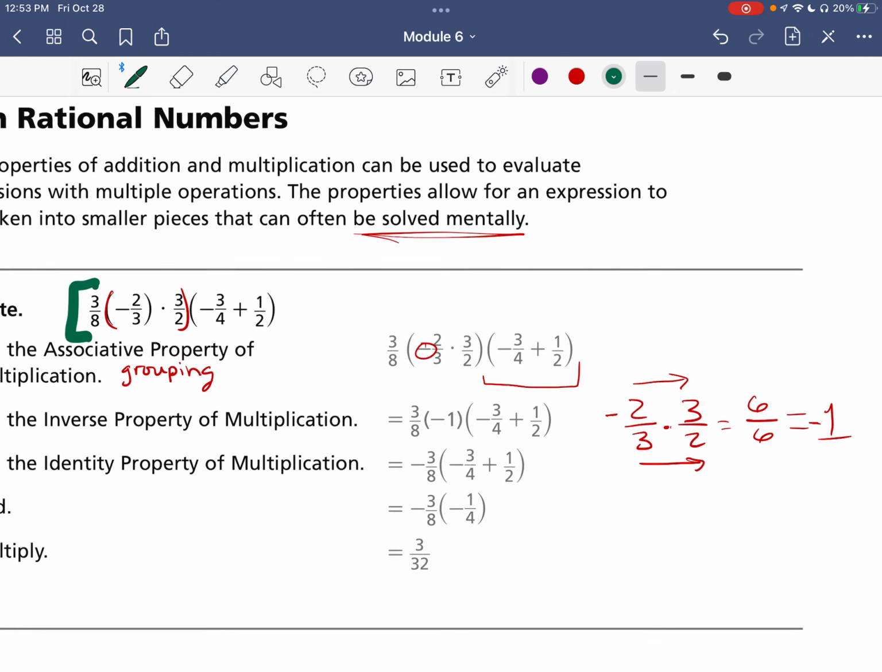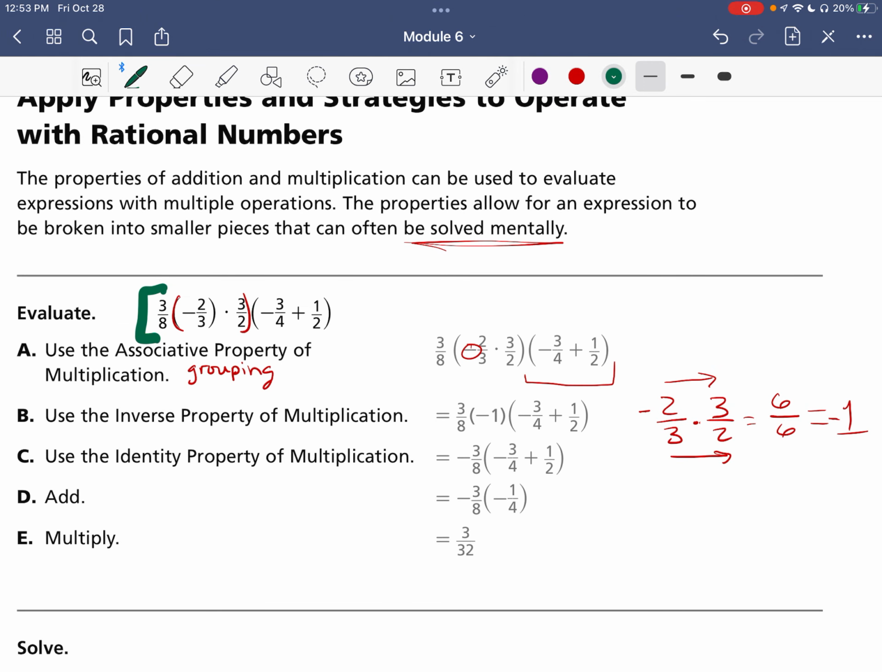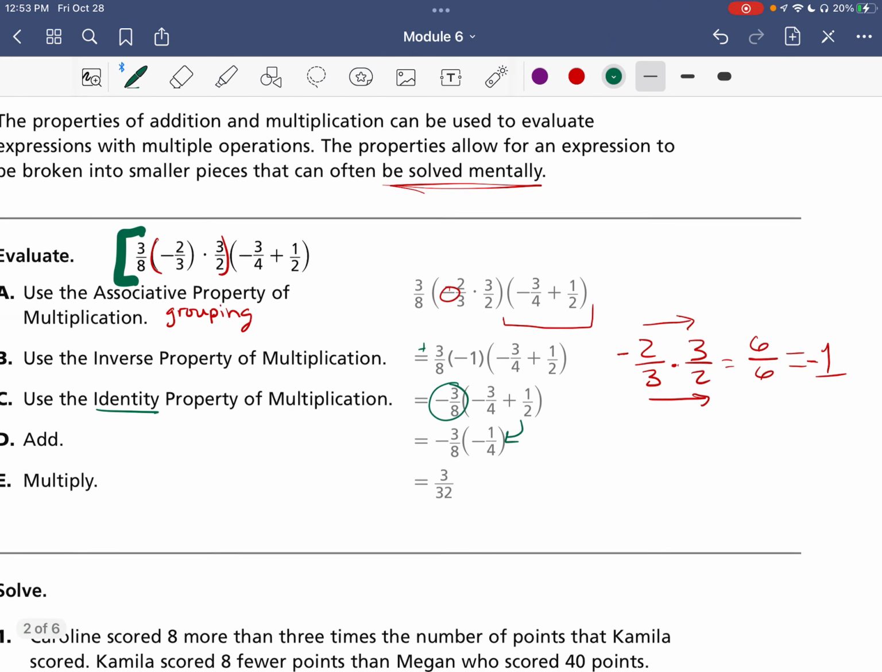Now we can use our identity property. By multiplying a number by a -1, you're simply changing its sign. So here we had a positive 3/8. Now we have a negative 3/8. So that's going to be our identity property. And now our last step here is to simplify this addition problem in the parentheses. So I'm going to actually do that on the side here.